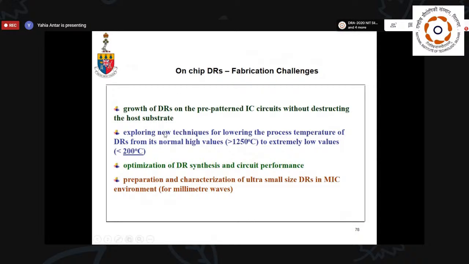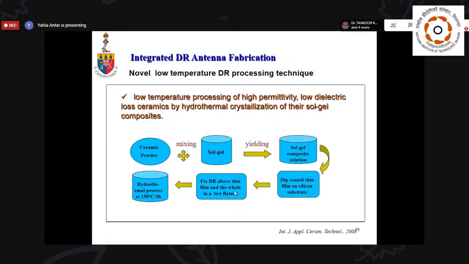And I'm not going to go through details, I don't have time, but it is documented in the literature. So basically, you grow the DRA on IC circuits, and then you do this at a lower temperature. You use optimization techniques and so on, and you actually build the antenna on the circuit.